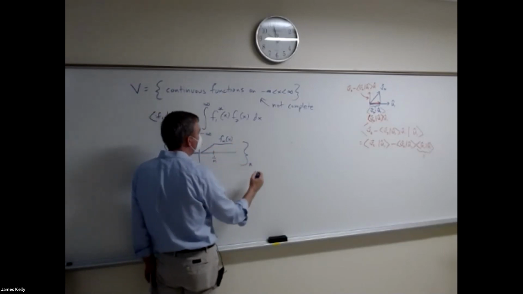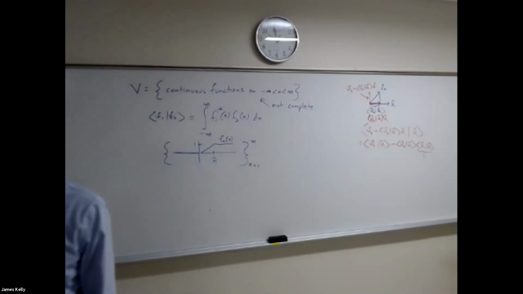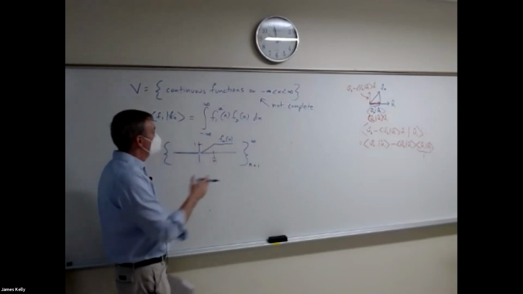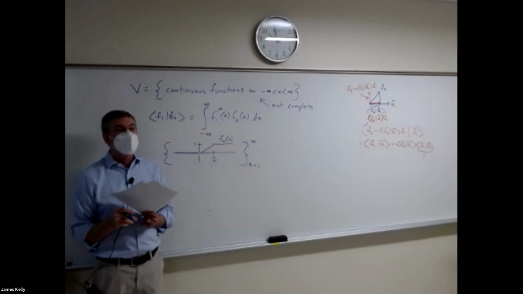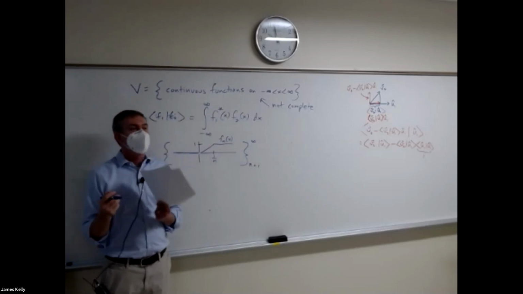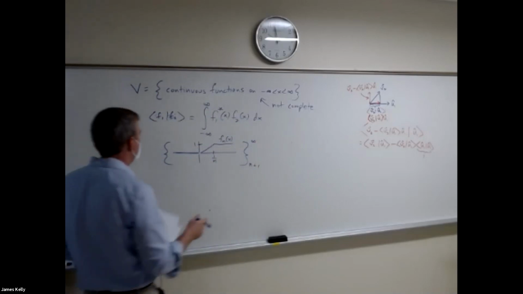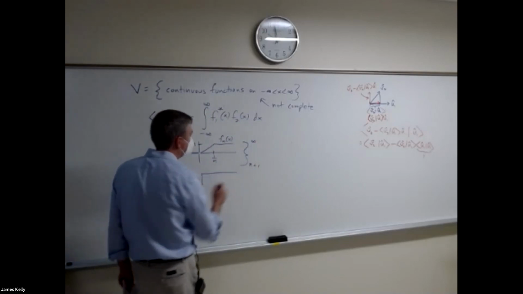So I'm defining an infinite collection of functions, a sequence of functions, right? I have F1, F2, F3, F4. That sequence of functions is getting steeper and steeper and steeper. They're all continuous functions, so they're all inside my vector space. The question is, does it converge to something? And your first inclination might be to say yes. What does it converge to? It gets closer and closer and closer to a function that looks like this.